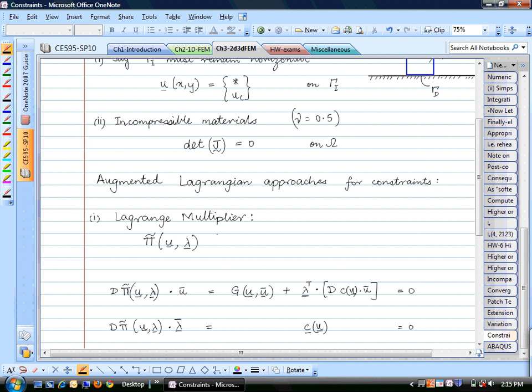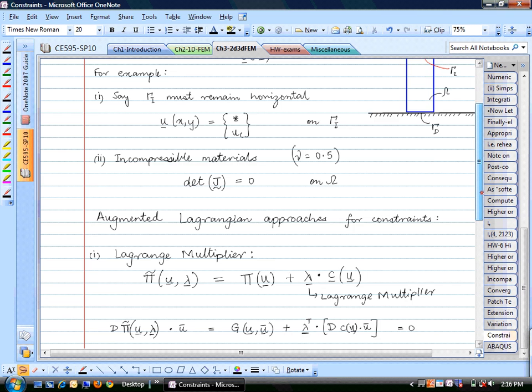So one method is called the Lagrange multiplier method. To set up this sort of functional, we take our potential energy functional, what we had before, and add lambda, which is the Lagrange multiplier, dotted with this constraint equation. So we have augmented our function with this new term, and this lambda is called the Lagrange multiplier. And C is nothing but the constraint that you have.